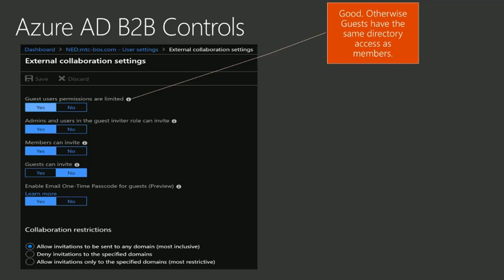I was going to ask, I think there are some inherent differences in the permissions you get as a B2B user from what you get as a regular user. Yes. I was just curious what those differences are. So what does limited mean in that first option? So guest users' permissions are limited. They're treated as a different type.